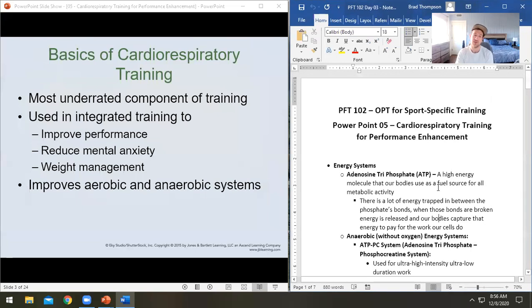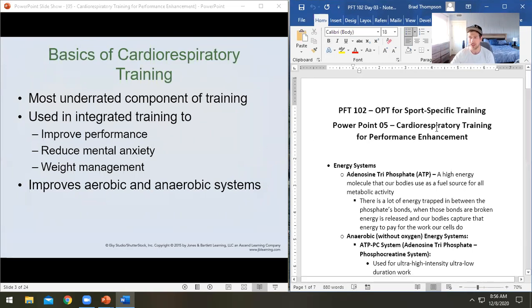When we're talking about it from an athlete's perspective, let's change the conversation a little bit. Let's stop calling it cardio and start calling it conditioning, right? This is going to condition you for your sport, for whatever athletic event you want to partake in. Understanding that, we can use it to improve our performance.